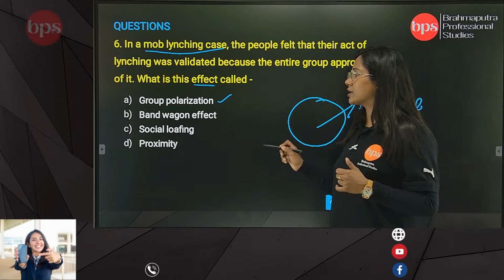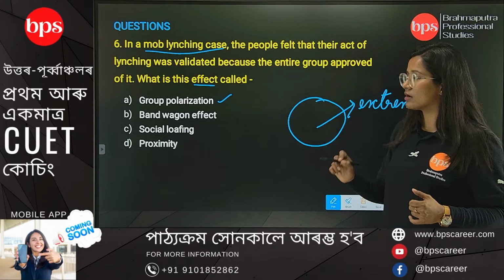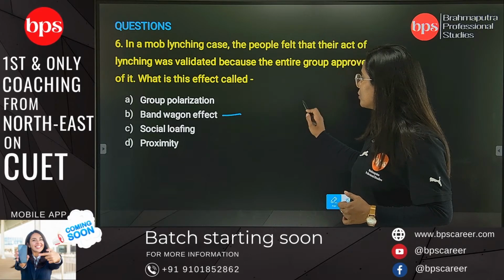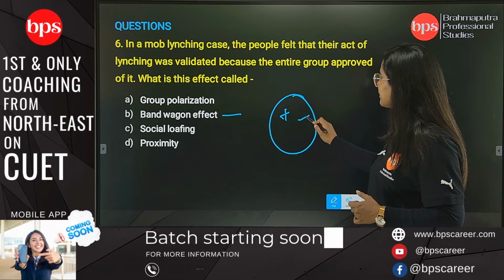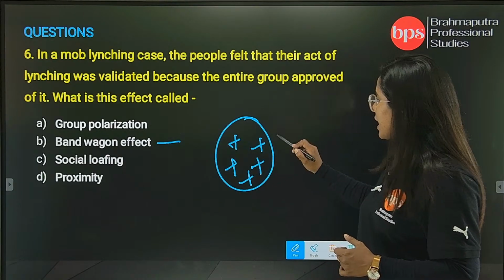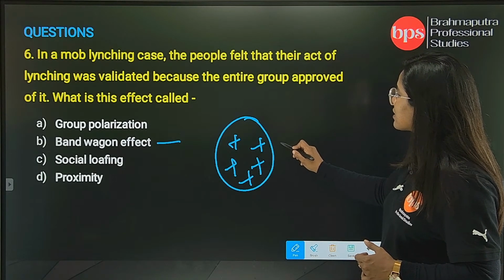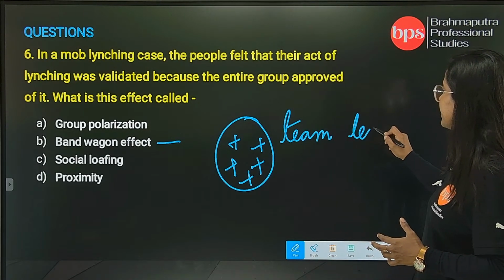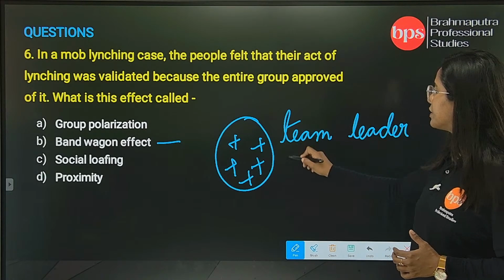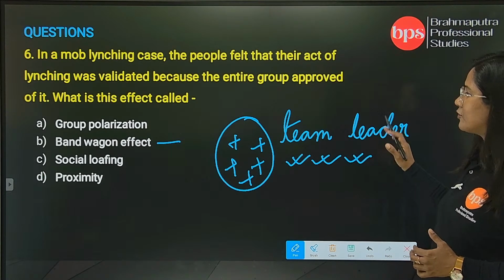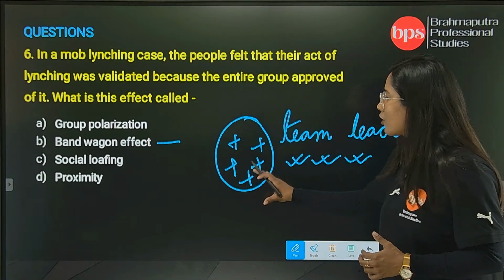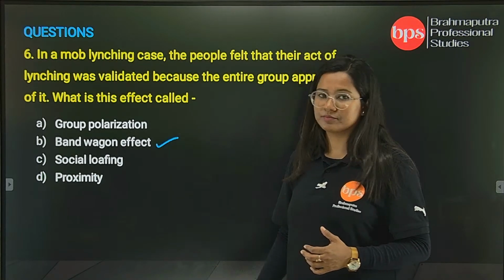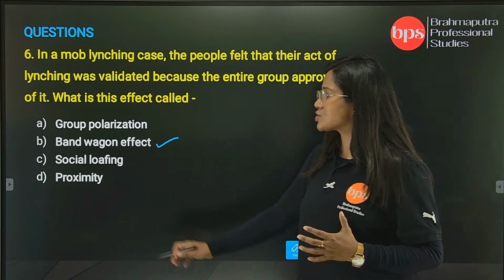Next is the bandwagon effect. Bandwagon effect is the effect of this group. This is a group where everyone is adding their emotions and trying to qualify to a single group leader or the team leader. Whoever is the team leader has given some kind of decision and everyone is approving it. So when we are approving the team leader or the entire group, we term it as the bandwagon effect. Okay.